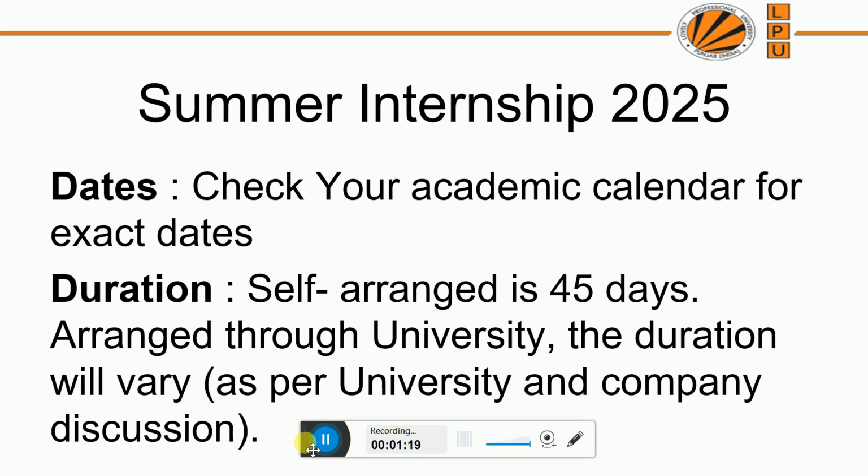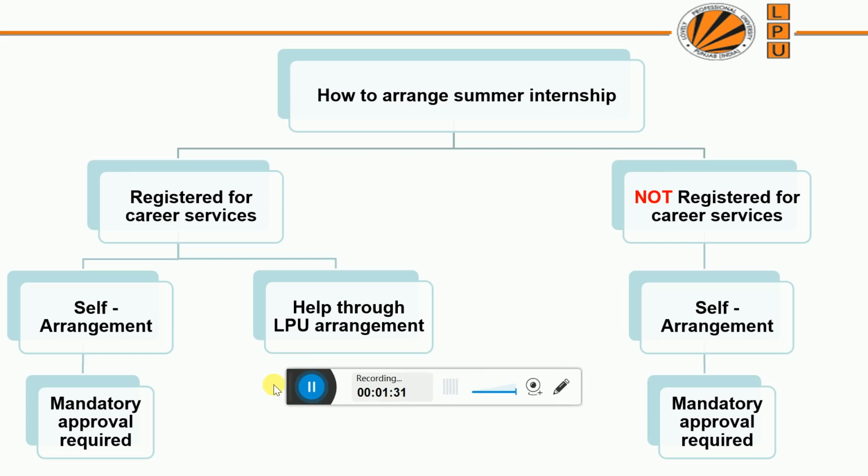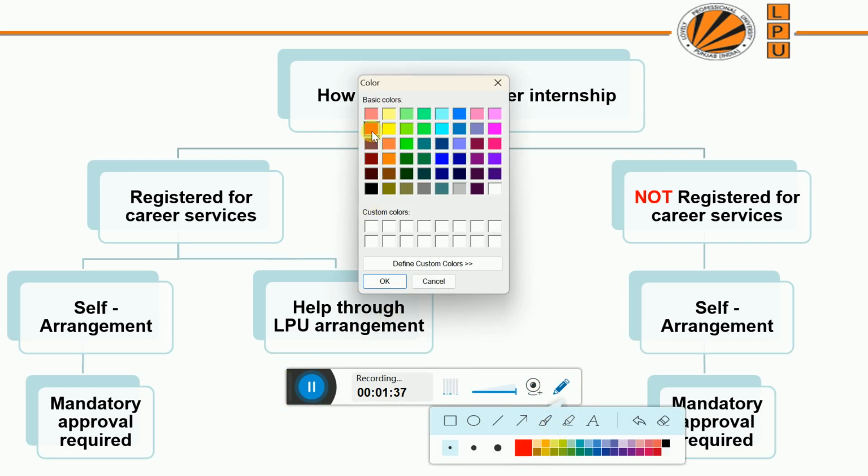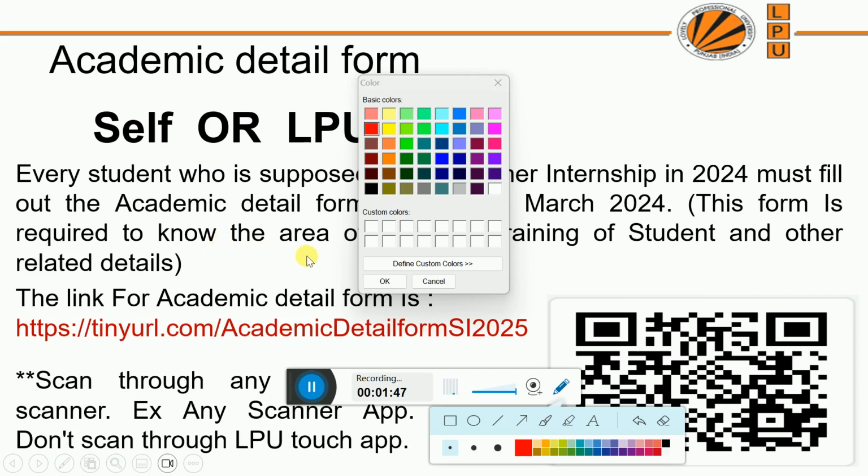Duration is 45 days if you are arranging your summer internship by yourself. If your summer internship is arranged through the university, then dates are decided in discussion between the university and the company. There are two ways to arrange your summer internship. One is through the help of the university and another is self-arrangement. Through the help of the university, you must be registered for career services.